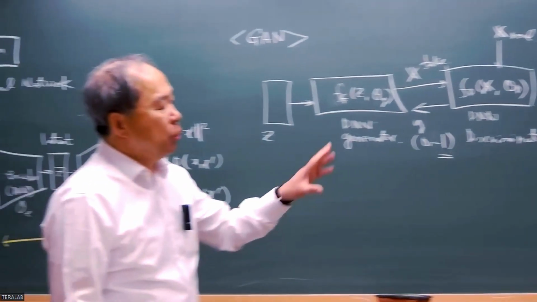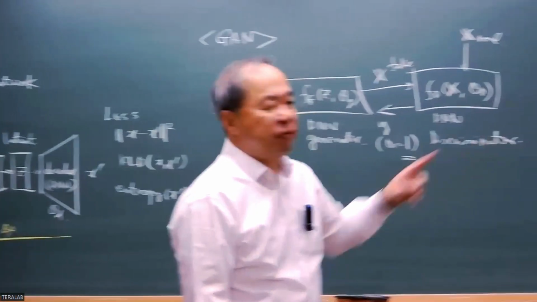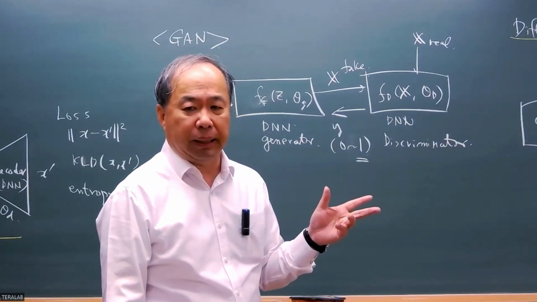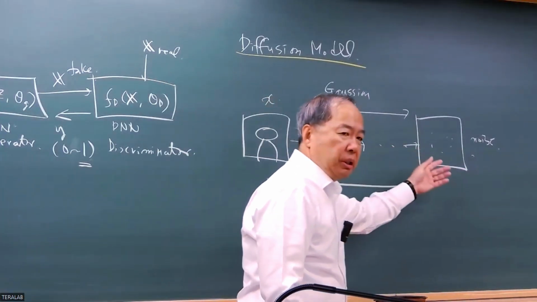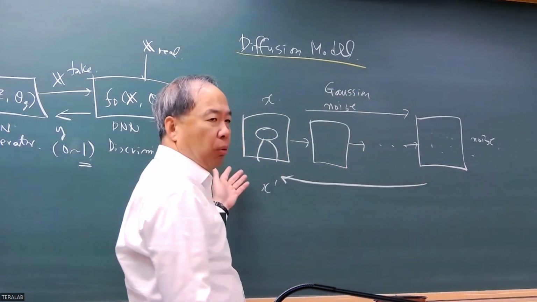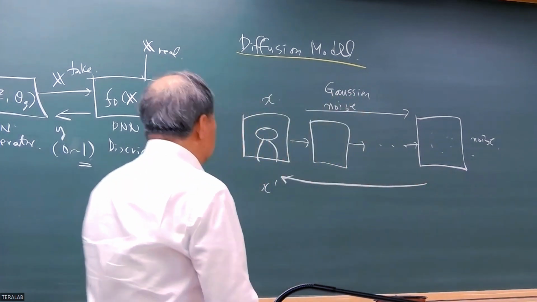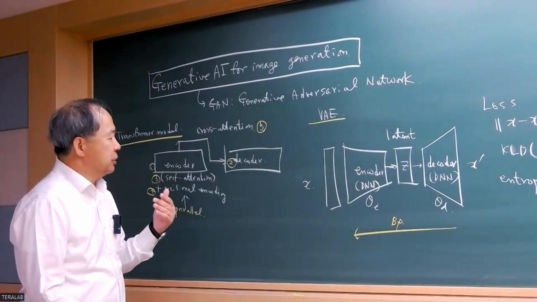Probably 2 weeks later, I'm going to spend a week to discuss the diffusion model. It is very difficult to explain, but somehow they add noise, and from the noise they bring back the original images. So these are 4 different representative generative AI models for image generation.